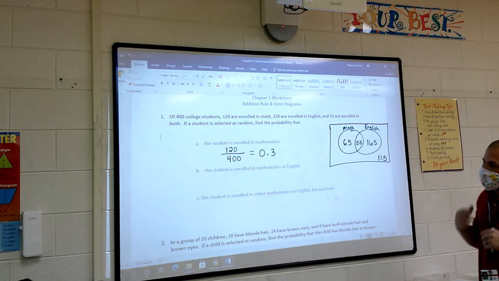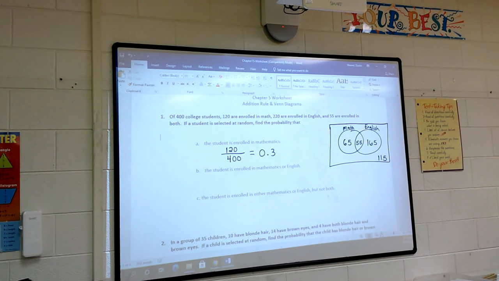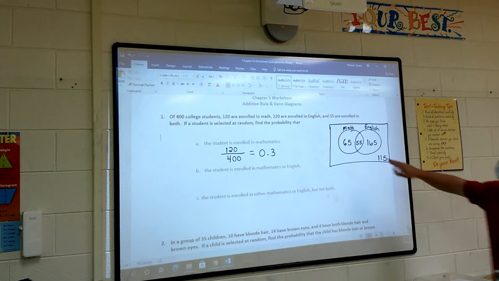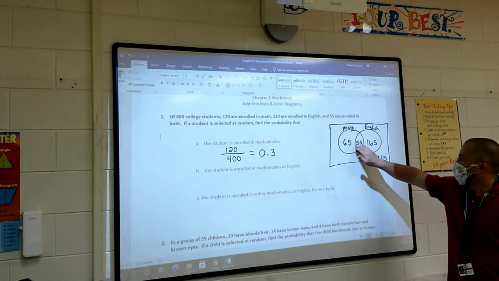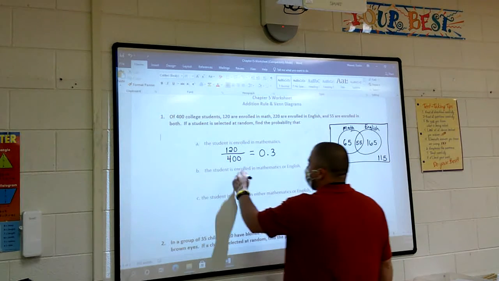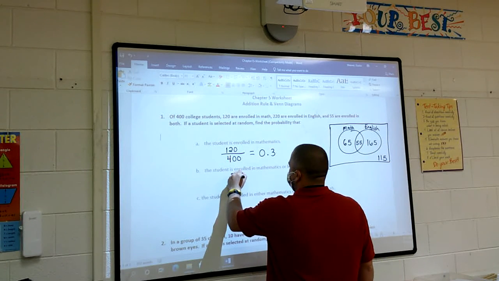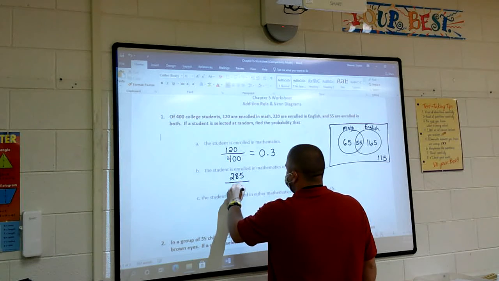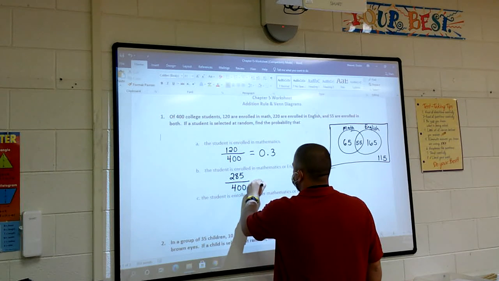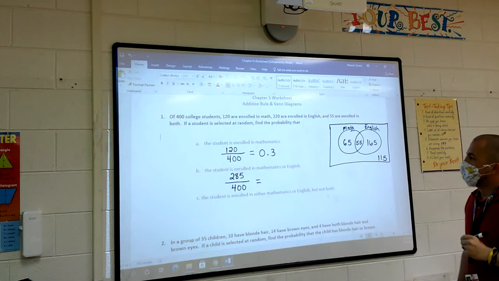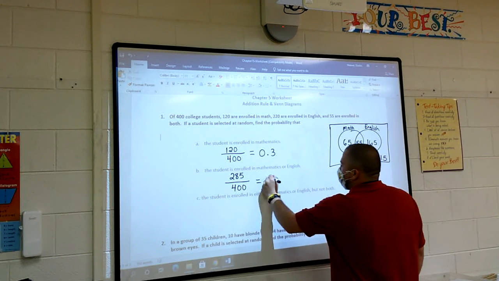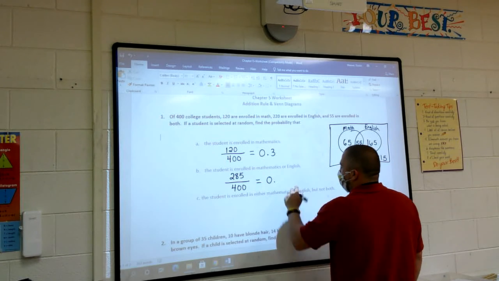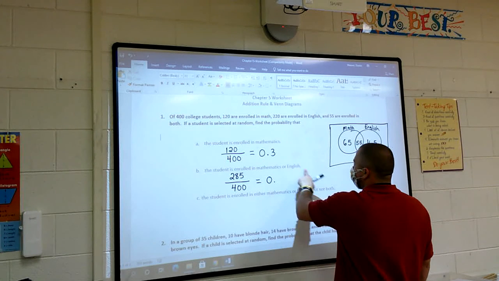So when it says they're enrolled in math or English, they could be enrolled in both. Or they could just be in English, or they could just be in math. It's anything in the circle. So that's 285 out of 400. So that is 0.7125.